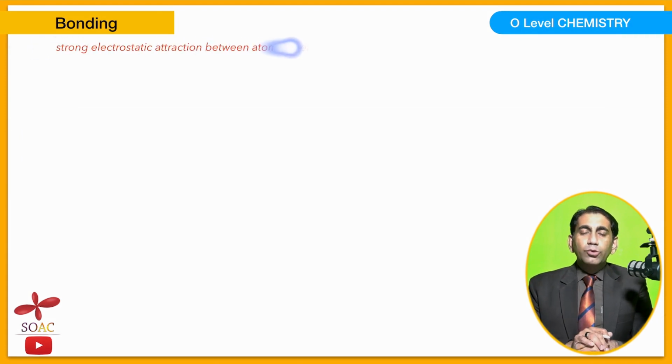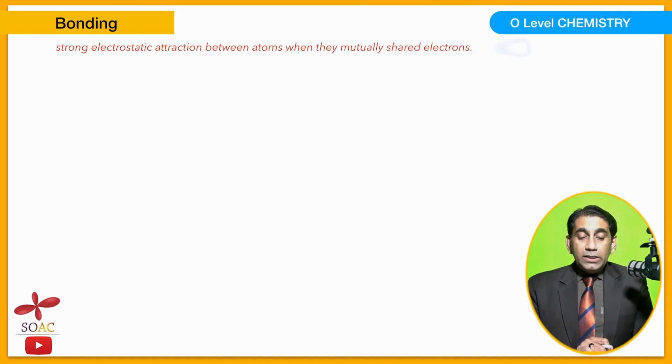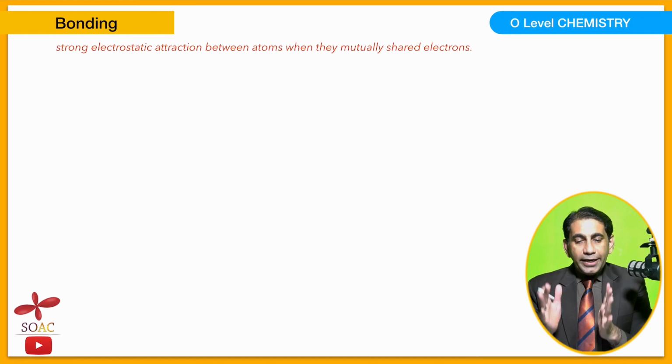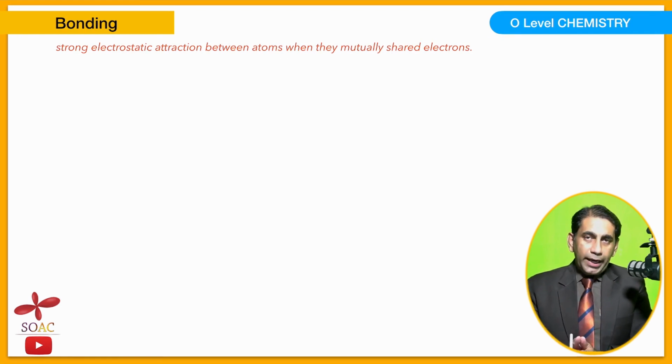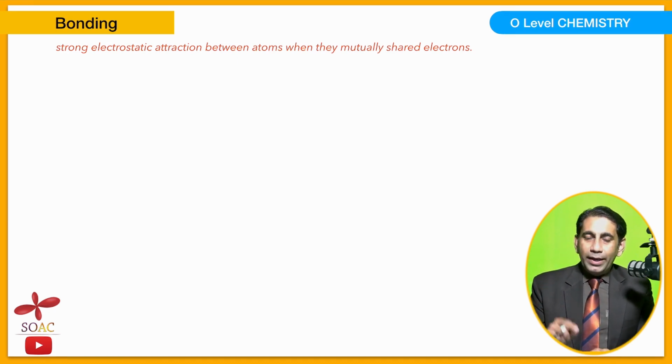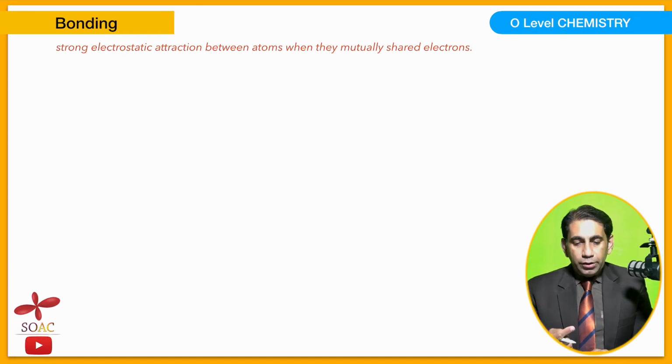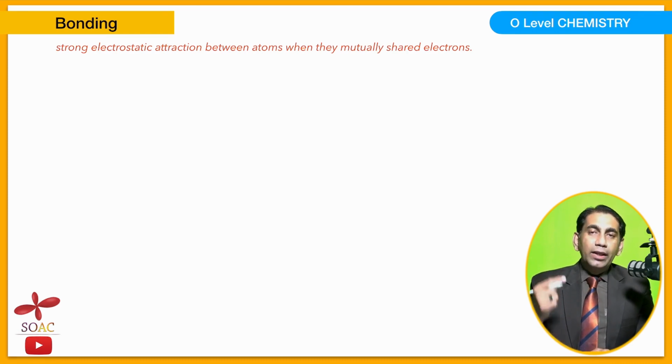Now come towards covalent bonding. It is a strong electrostatic force of attraction by which atoms share their electrons. Strong forces of attraction between the atoms when they share electrons mutually. So again, I am using the same words: electrostatic force of attraction between the atoms when they mutually share electrons.